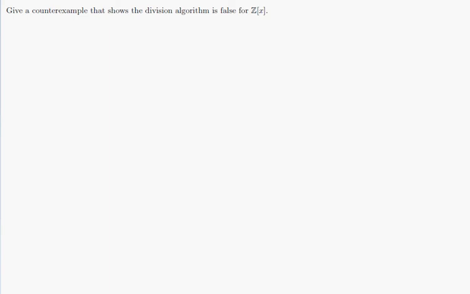Let's give a counterexample to show that the division algorithm is false for Z[x]. Now, why is it going to be false? Because Z is not a field. The set of integers has the operations of addition. There's an additive inverse. There's an additive identity. Addition commutes, and addition is associative.